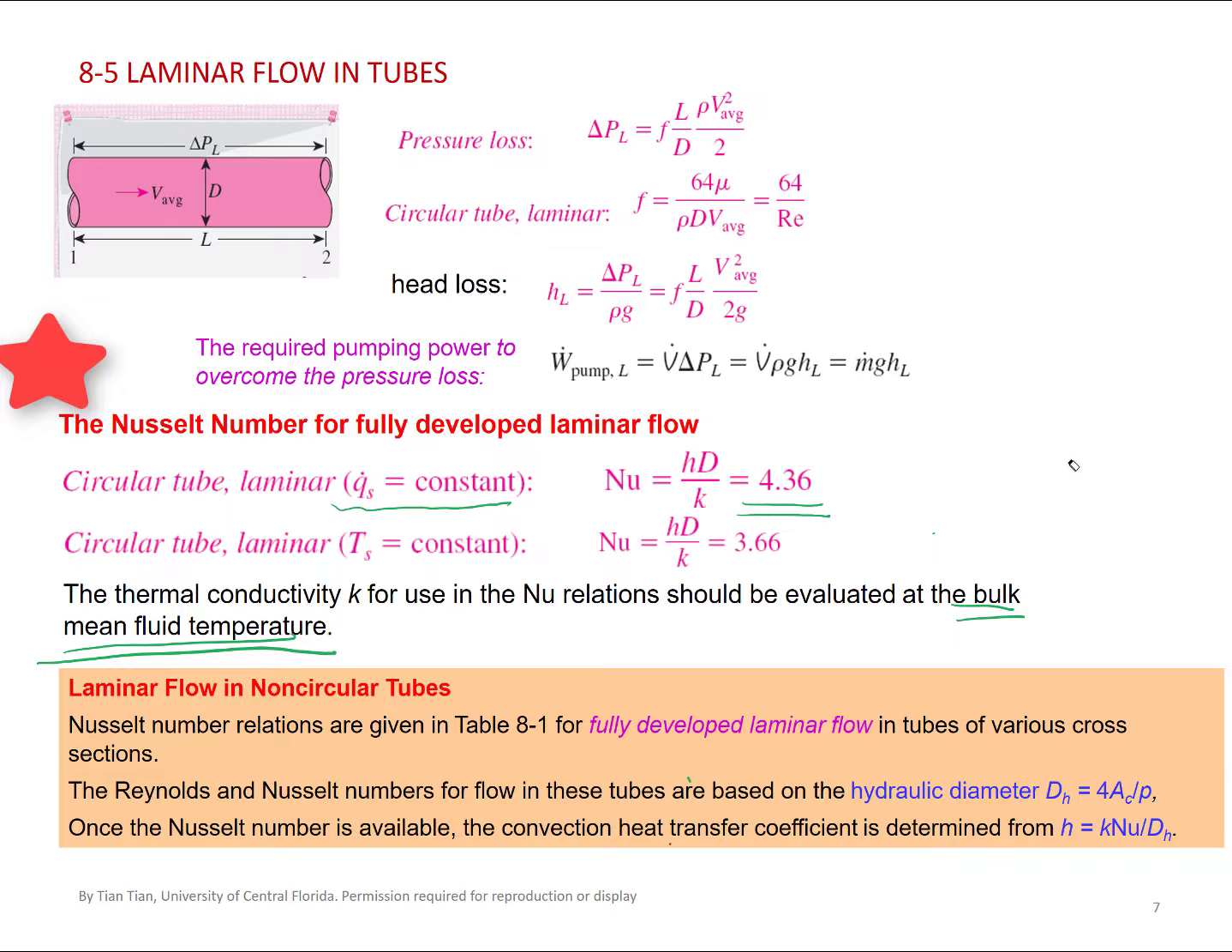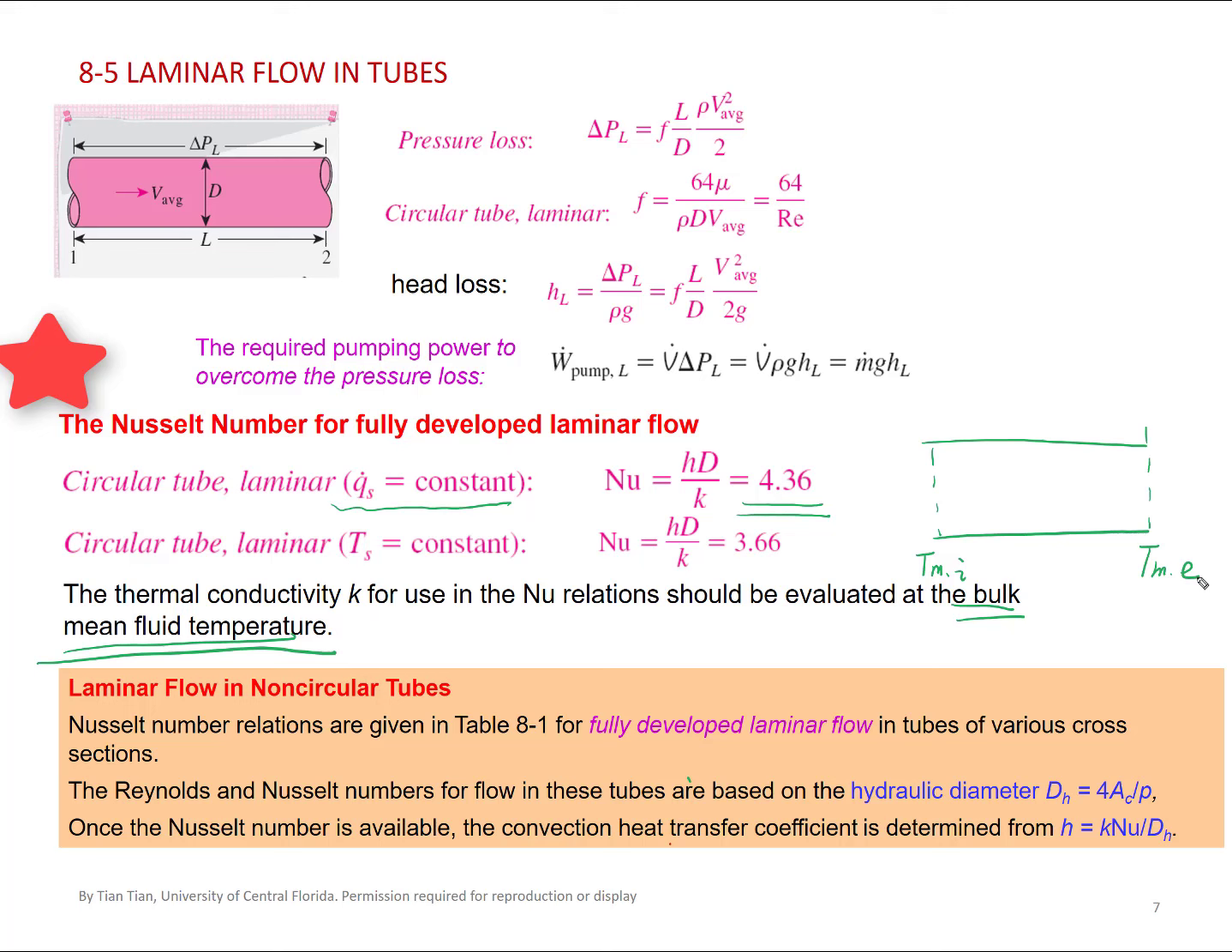What is the bulk mean fluid temperature? Say we have a flow in the pipe. At the entrance, the mean temperature here is Tmi. At the exit, the mean temperature is Tme.